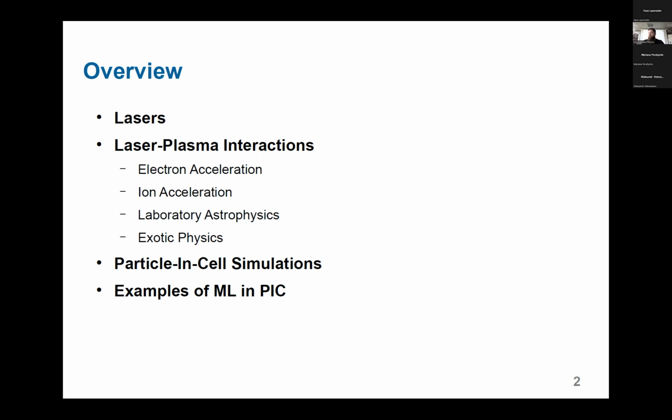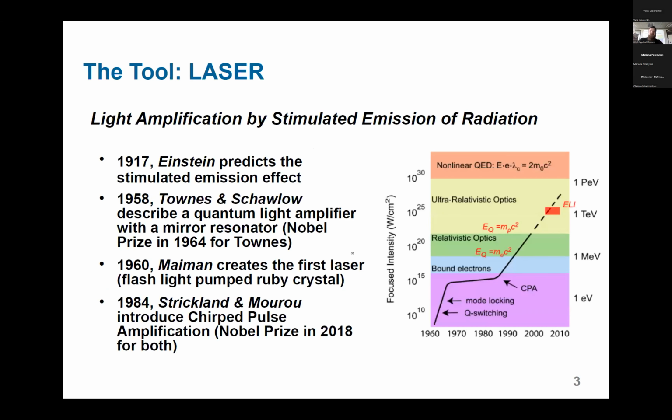Okay, so I will start from the beginning, from the basic tool we use for laser plasma interactions, and that's the laser. Probably most of you know that it's an acronym for light amplification by stimulated emission of radiation. The basic physical principle, this stimulated emission effect, was predicted by Einstein already in 1917, so more than 100 years ago. It took several decades to actually use this as a light amplifier with a mirror resonator. That's what we nowadays call a laser, in the 60s.